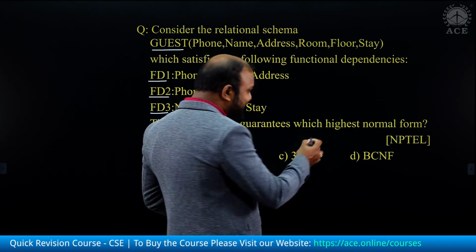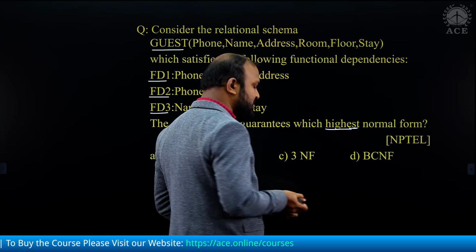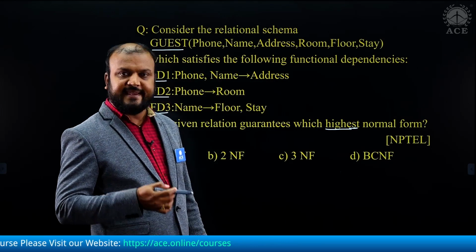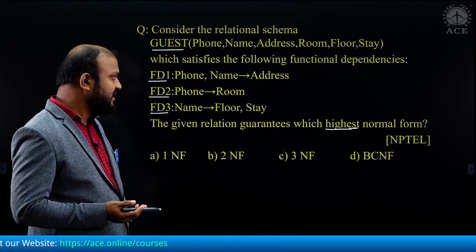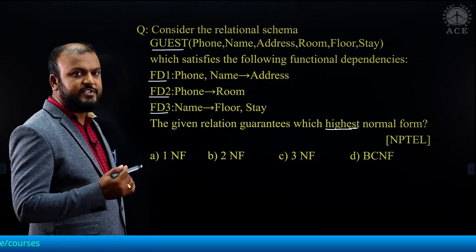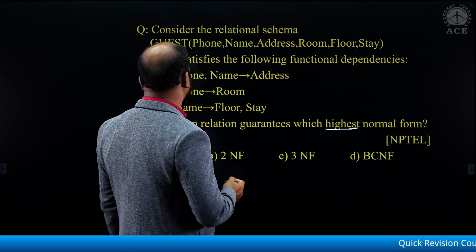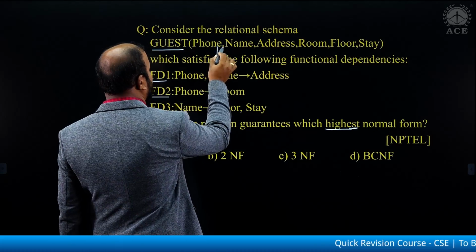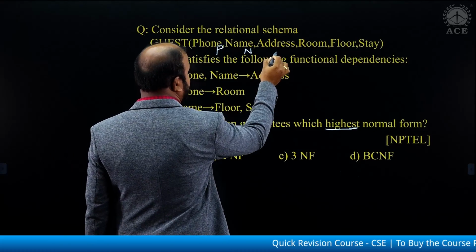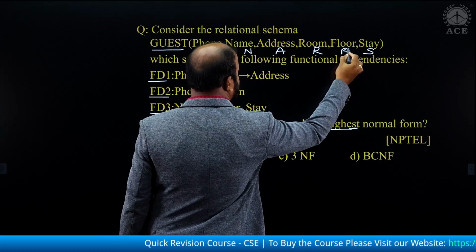So here the highest normal form is clearly asked. Even if the word highest is not given, the normal form question means the highest normal form condition only. Okay. How to find normal form? First, you have to find the key for the relation. Now, look at, we have attributes: phone number, name, address, room, floor, and stay.